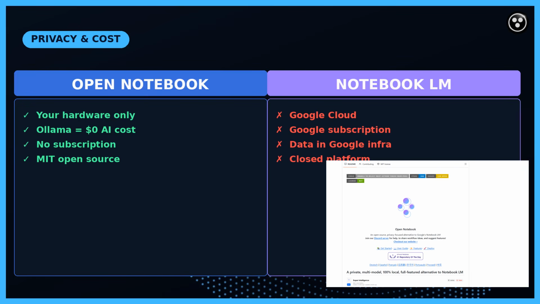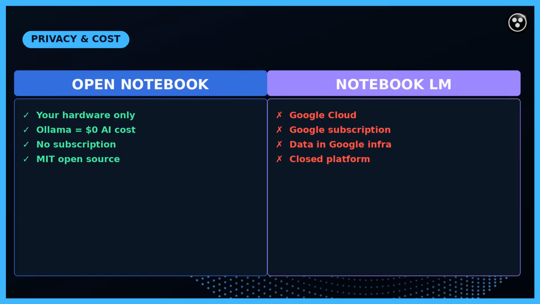With Open Notebook on Docker, your SurrealDB instance is local. Your vector index is local. If you choose Ollama as your AI provider, every single inference call stays on your machine. Total AI cost, 0. Even if you mix providers, say Ollama for note-taking and Claude for deep analysis, you are paying only for the API calls you make, with no platform subscription fee on top.